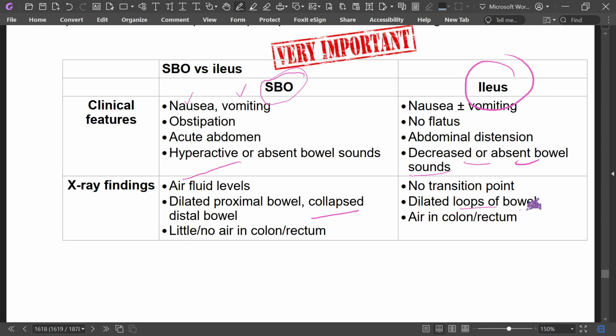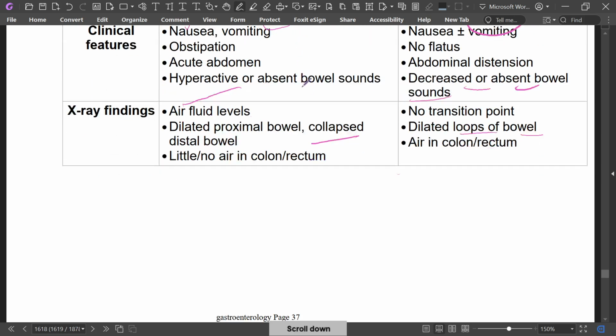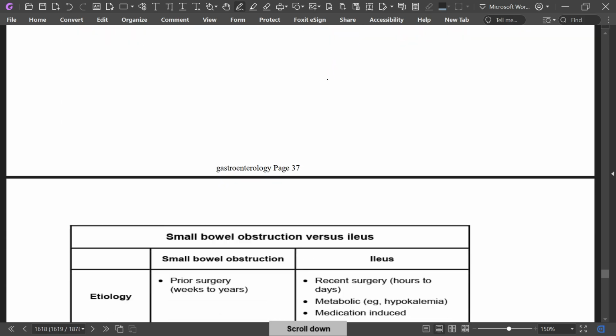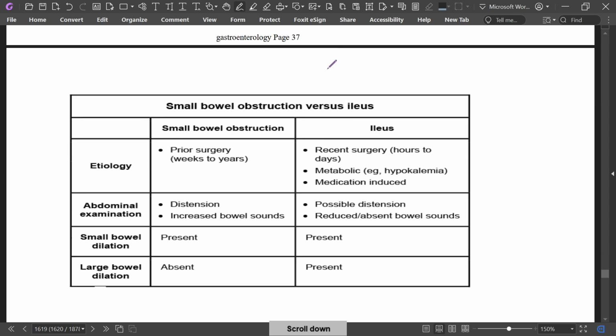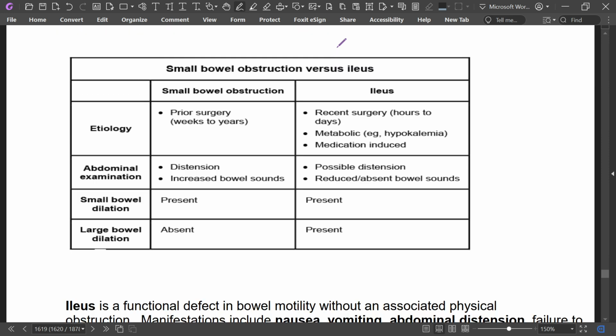There are dilated loops of bowel in ileus, but in small bowel obstruction there are also dilated loops of proximal bowel, but the distal bowel is collapsed, with little or no air in the colon or rectum. So small bowel obstruction can happen after prior surgery, weeks to years. But ileus happens in recent surgery, hours to days.